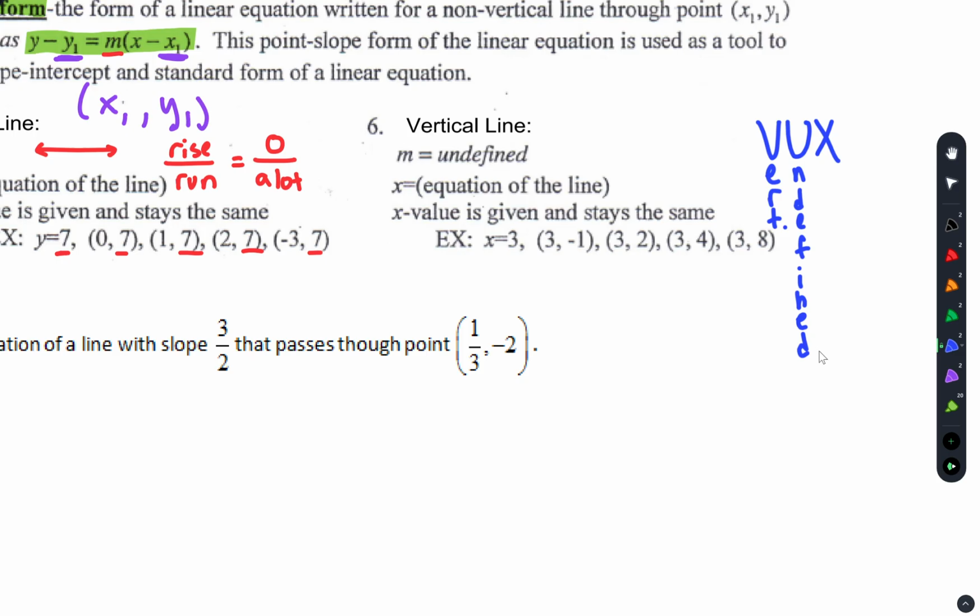So if I think again about rise over run of a vertical line going up or down, it rises a lot, but it doesn't go side to side at all. So I would say that my run is 0. We know that we can't divide by 0, so anything over 0 is going to be undefined. That is how we get my slope is undefined. And then lastly, my equation for a vertical line will always look like x equals. So for example, if x equals 3, any point that we pick on that line will have an x value of 3.